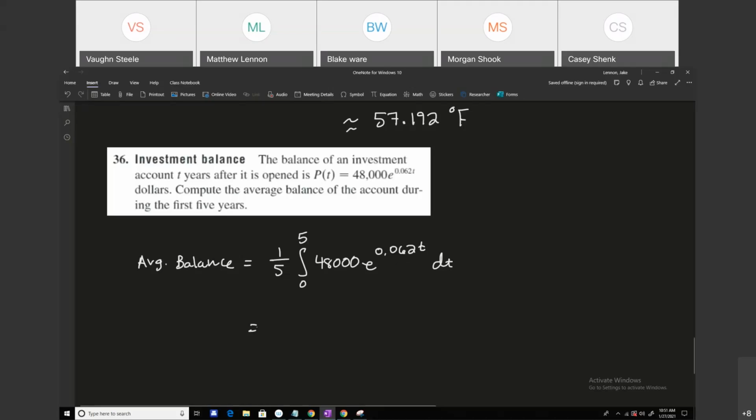So the integration, again, is going to be simple. We just do the 48,000 divided by the 0.062. Another thing you can do is you can actually pull the 48,000 all the way in front and then just integrate the e to the 0.062. So you can actually rewrite it that way. You could do 48,000 over 5 and then just integrate the exponential part. Maybe that would simplify things for some people. So e to the 0.062t divided by 0.062 from 0 to 5.